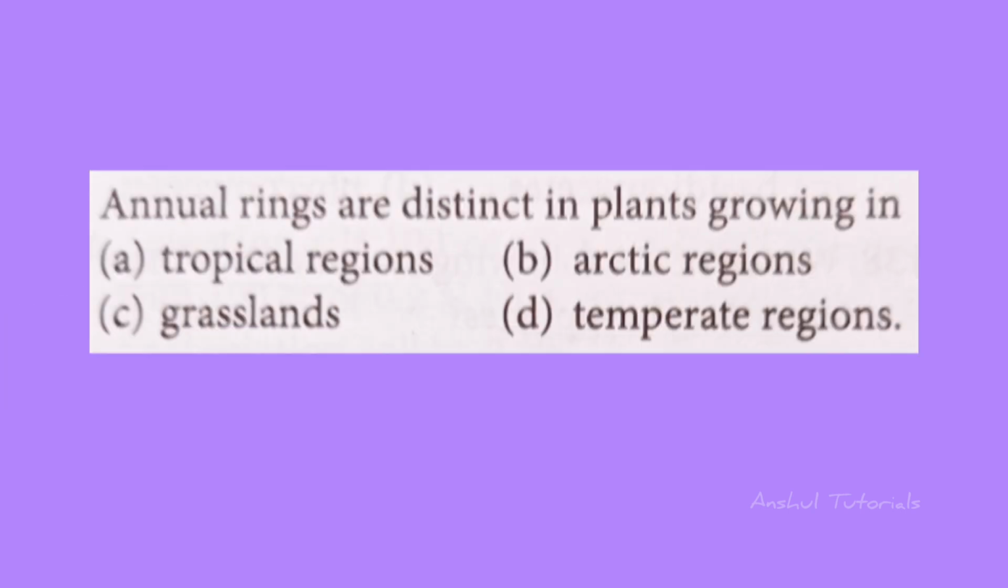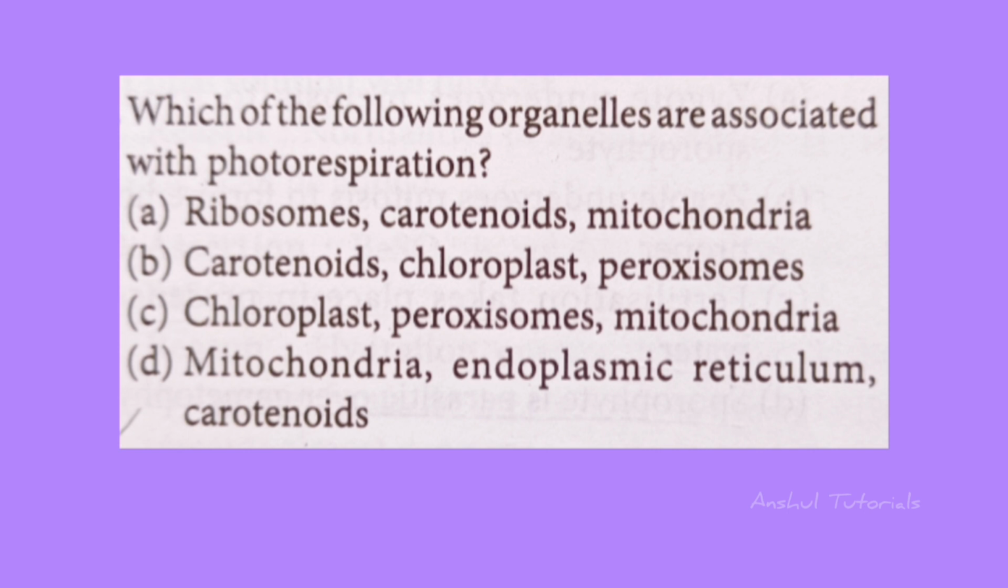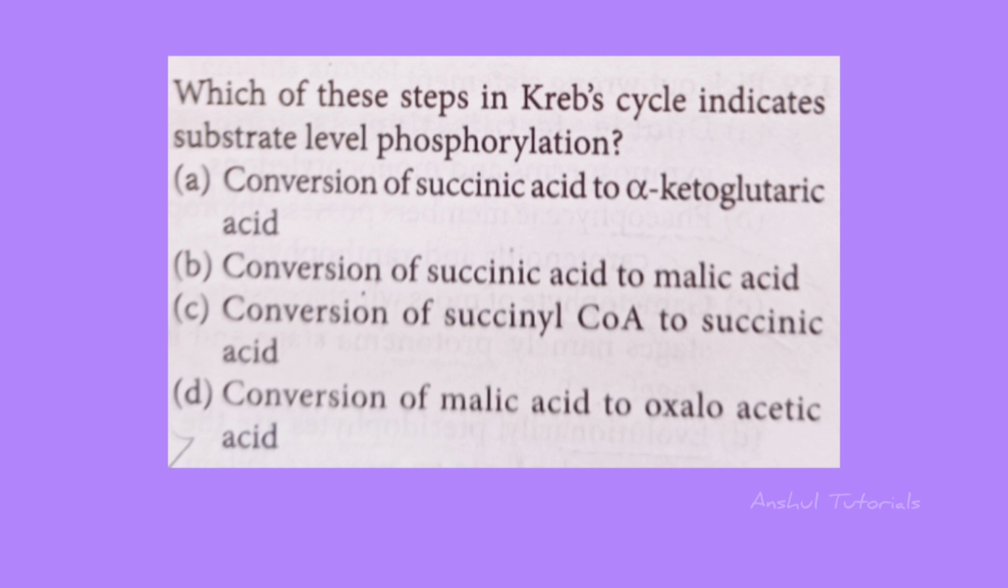And the next question is, annual rings are distinct in plants growing in, so the correct answer is option D, that is temperate region. And the next question is, which of the following organelles are associated with photorespiration? So the correct answer is option C, that is chloroplast, peroxisomes, mitochondria. Which of these steps in Krebs cycle indicates substrate level phosphorylation? So the correct answer is option C, conversion of succinyl coenzyme A to succinic acid.